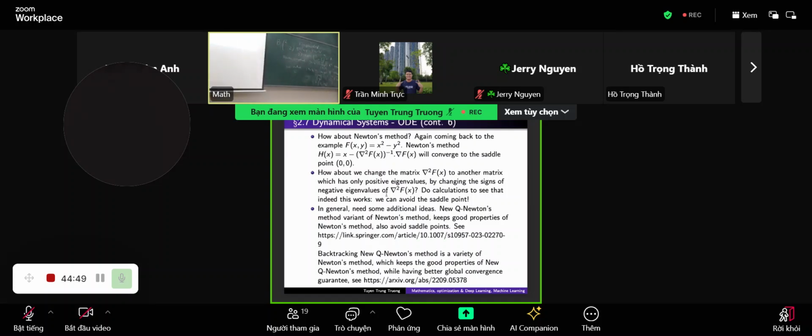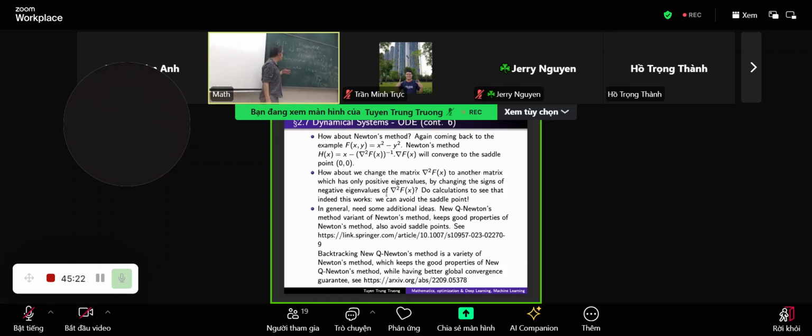And you can iterate this n times, and x_n, y_n will be 0, 2^n y0. And you see that by this simple change of the eigenvalues from negative to positive, you won't go to such a point, except if y0 equals 0. And this is the same phenomenon as for gradient descent.